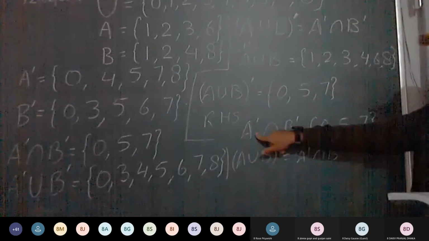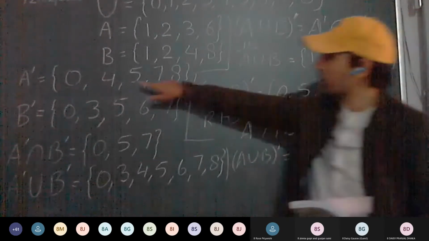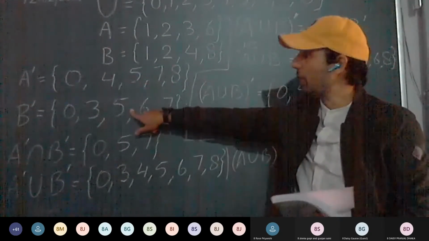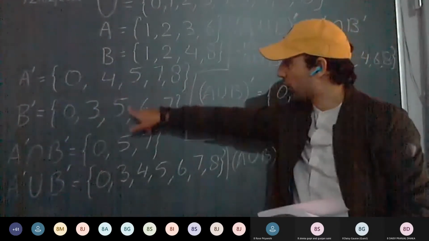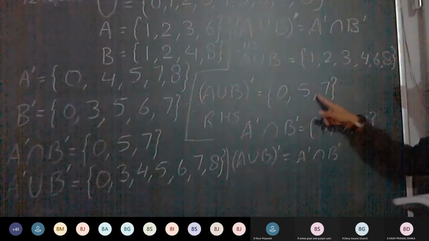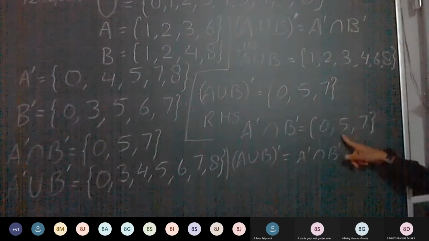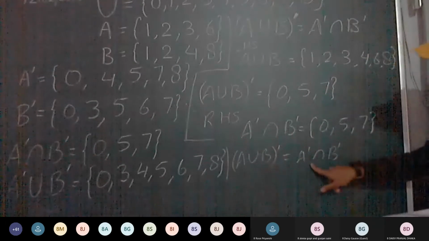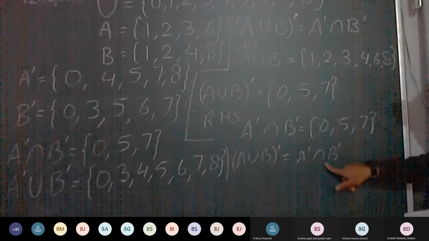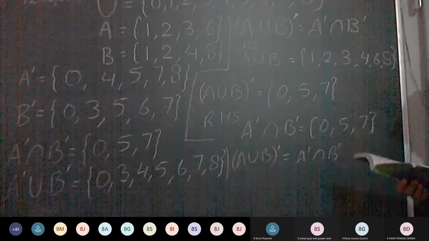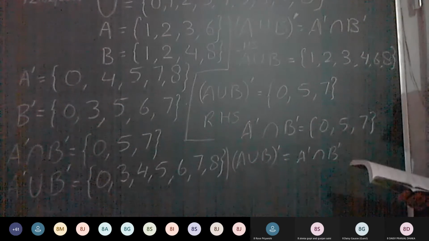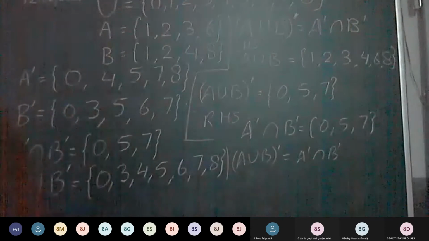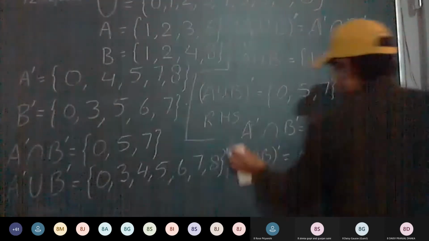Then with A dash intersection B dash. A dash we have already calculated, B dash as well we have already calculated here and here. Their intersection we are taking. So the common elements will be 0, 5, 7. Now we can see we are getting the same set. Therefore, LHS equal to RHS, and this De Morgan's law is proved. Understood this one? Okay. B part you do as homework. Okay, let's do B part as well.